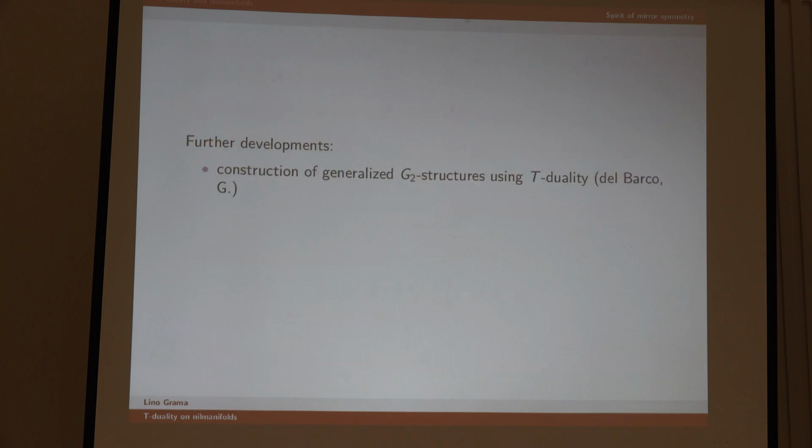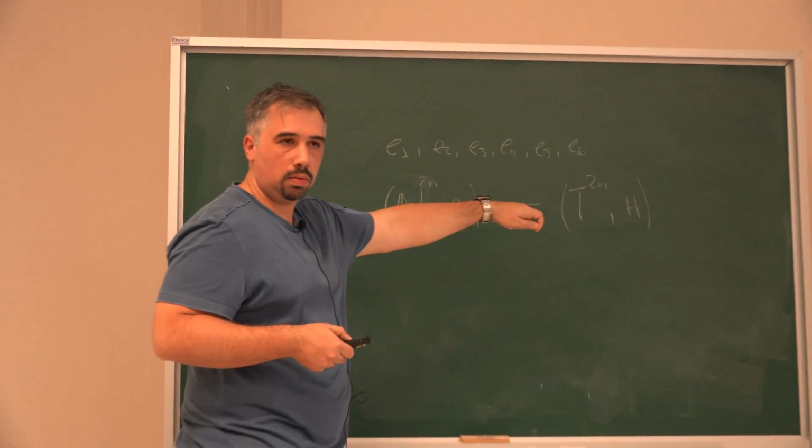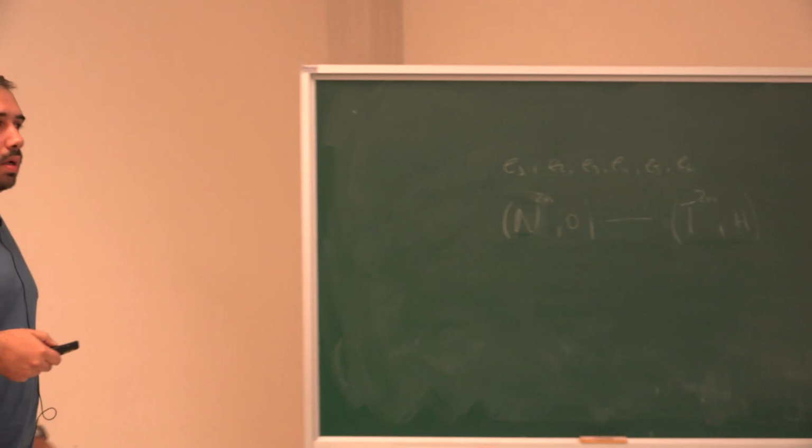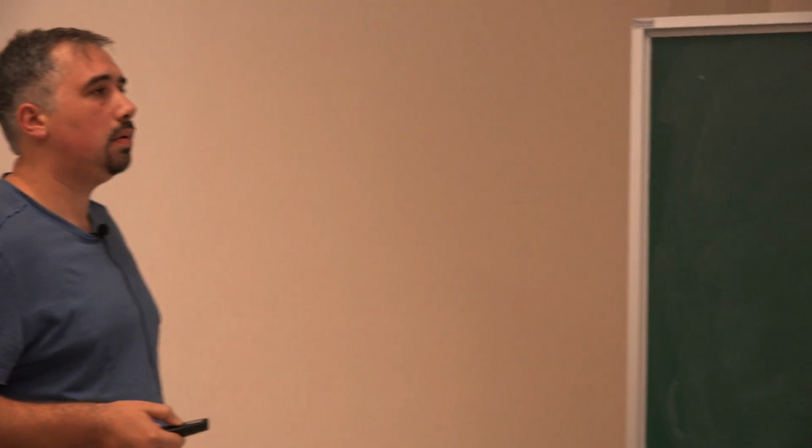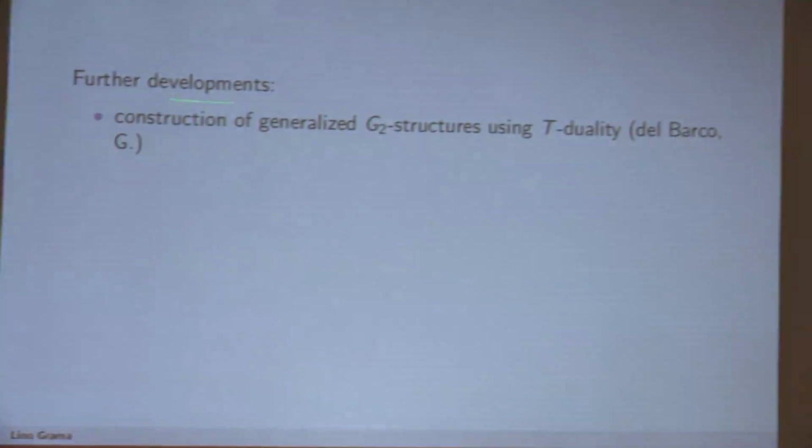And for the developers, we can also construct generalized G2 structures using T-duality. It is basically the same idea. Because of the generalized G2 structure, this three-form appears, and we can start with the generalized G2 structure on some nilmanifold or solvmanifold, and then by duality send it to the other side. There are some corrections. It is not so direct, but it also works. It is joint work with Bibiana.